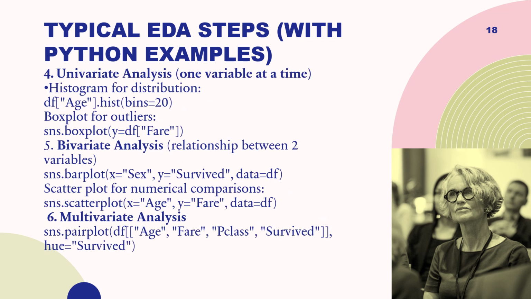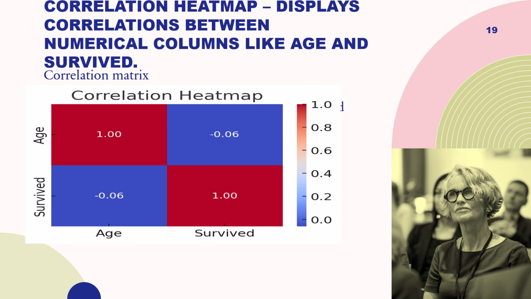The next EDA step is univariate analysis, analyzing one variable at a time, for which a histogram can be used for distribution and the box plot for detecting outliers. Bivariate analysis is used for relationship between two variables, using bar plots and scatter plots for numerical comparisons. Multivariate analysis includes pair plot. Correlation heat map displays a correlation between numerical columns like age and survived.